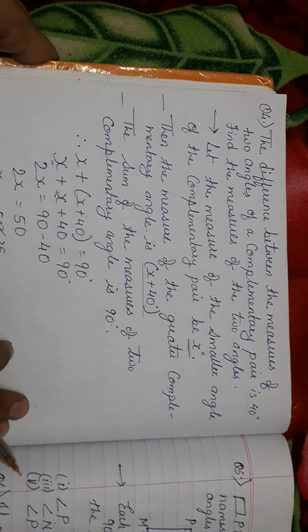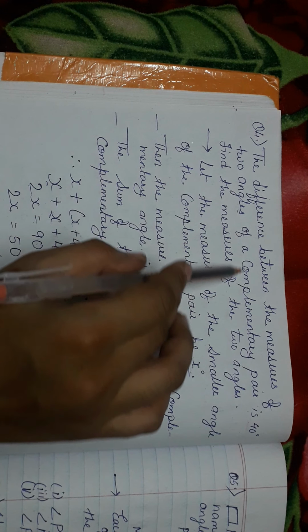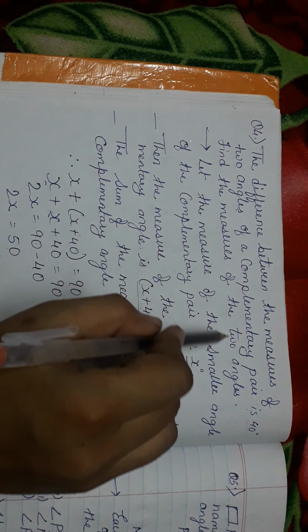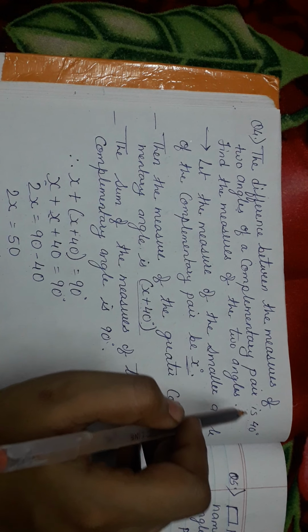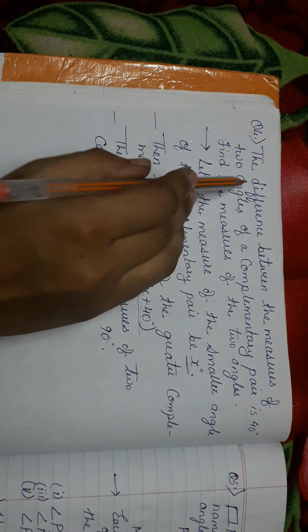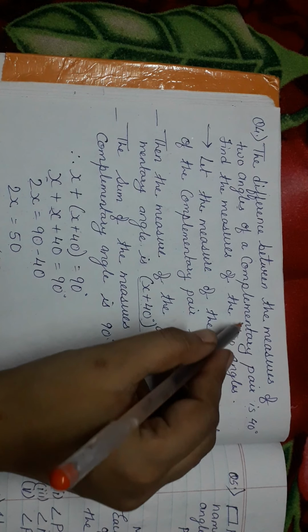Now look at question number 4. The difference between the measures of the two angles of a complementary pair is 40 degrees. Find the measures of the two angles. That means they have given you the two-angle pair. That means here they have told the two-angle pair is 90 degrees.